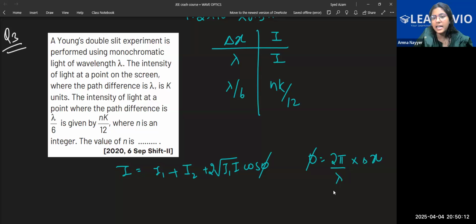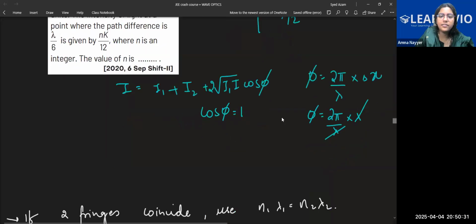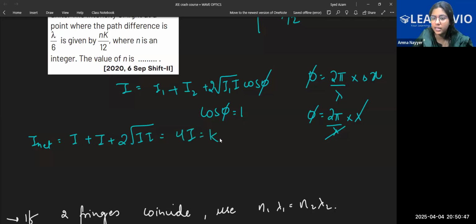So in the first case, delta x is lambda. So phi will be 2 pi by lambda into lambda. Lambda gets cancelled. Cos 2 pi is 1. So here cos phi will be 1. So if cos phi is 1, we know the intensities are I1, I2, right? So I net will become, intensities are given as I only. So this will become I plus I plus 2 root I into I, which is 4I. 4I is equal to K. So let's keep it aside. Right now, this is of no use to us.